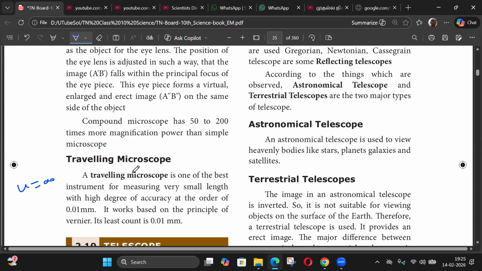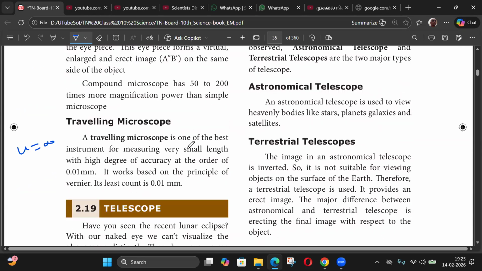What is the traveling microscope? The traveling microscope is one of the best instruments for measuring small lengths.